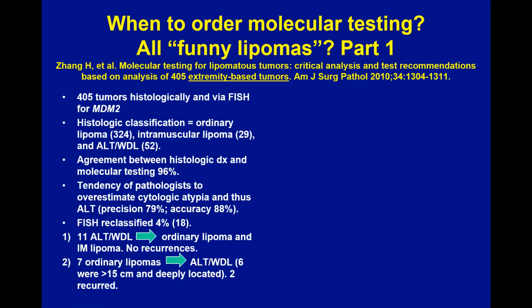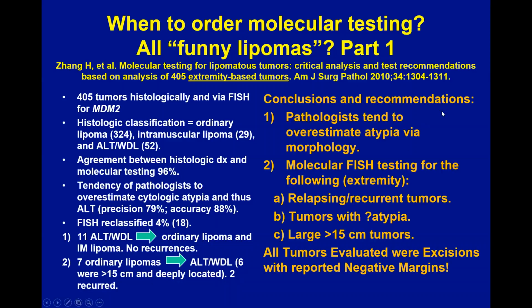So what were the final conclusions on this? Well, the conclusions on this were as expected. Pathologists tend to overestimate atypia via morphology, but in most cases we're right based on morphology, right? But if we're going to be wrong, we're going to tend to overestimate atypia. They recommended molecular FISH testing for the following, and again, this pertained only to extremity tumors. Tumors that relapsed or recurred should be tested. Tumors with equivocal atypia should be tested. And as expected, because we had seven ordinary lipomas that turned out to be ALTs by FISH analysis, but that diagnosis could not be established on histology alone, and six of those were larger than 15 centimeters, the recommendation was that large, greater than 15 centimeter tumors should also be tested.